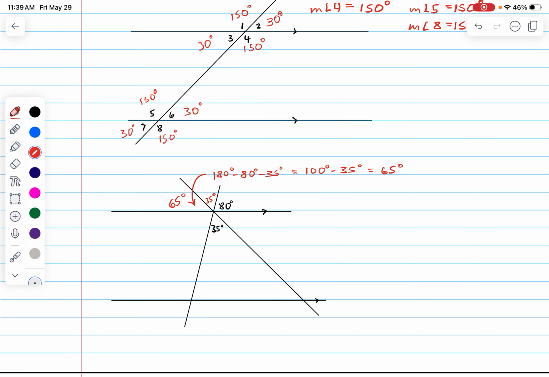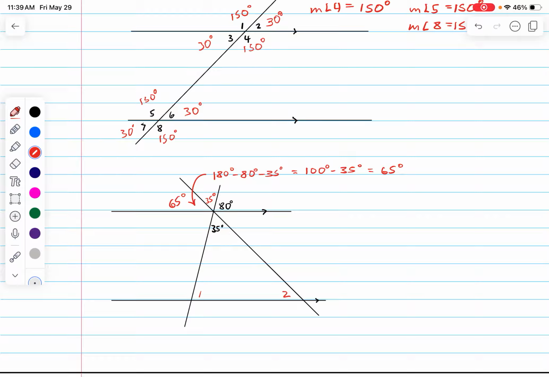Okay, so we've got all of those angles right away up there. Now what I want to do is see if I can figure out what these angles are down here. I'll call this one angle 1 and angle 2 and see if I can figure out what those are.